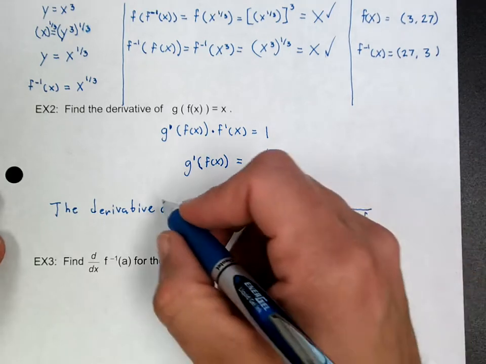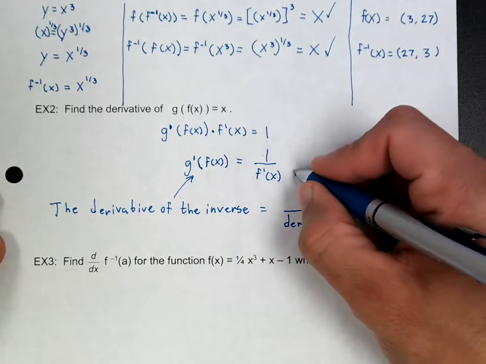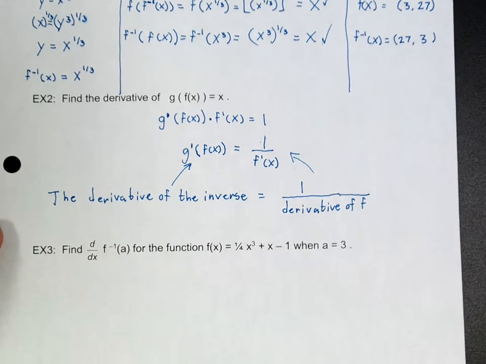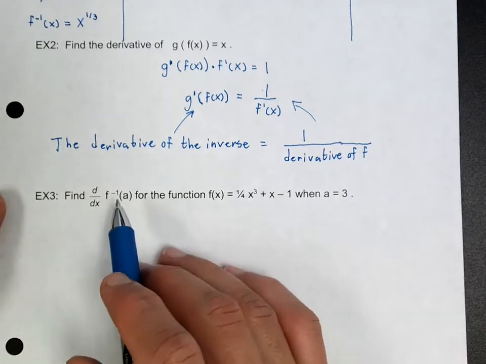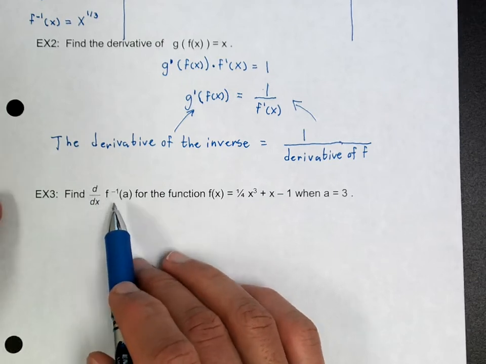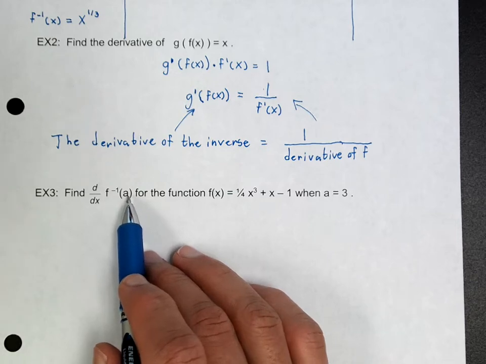Alright, so this is actually a very important formula right here, which is what we're going to do next. On this one, notice that they're asking me, remember this means a derivative, to find the derivative with respect to x of the inverse of function f at a. Alright, so let's break this down.